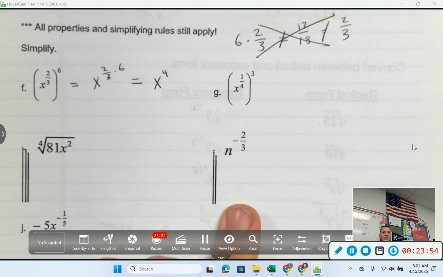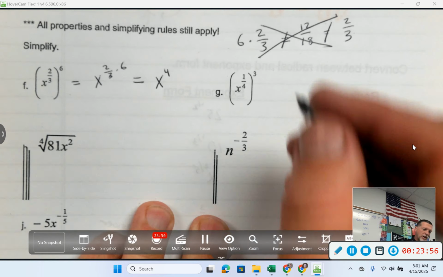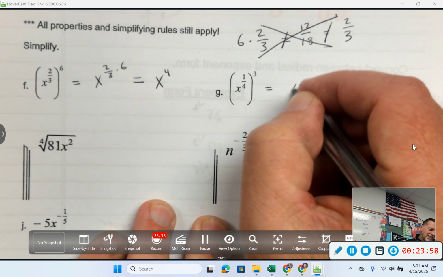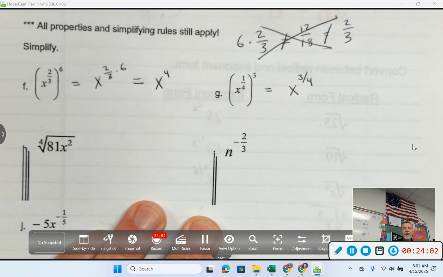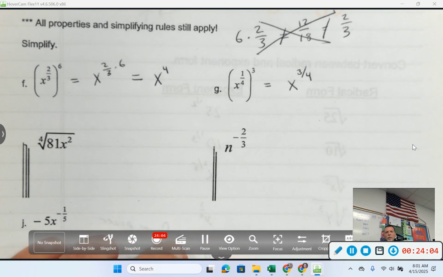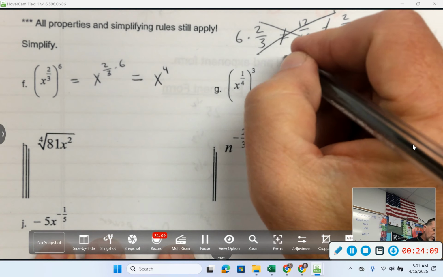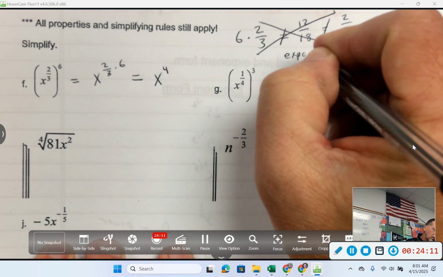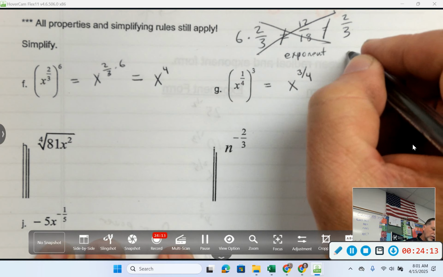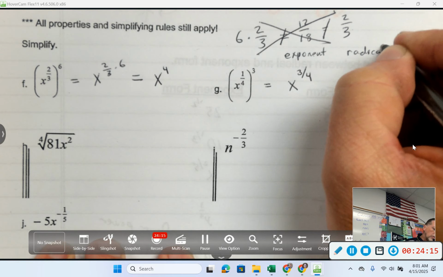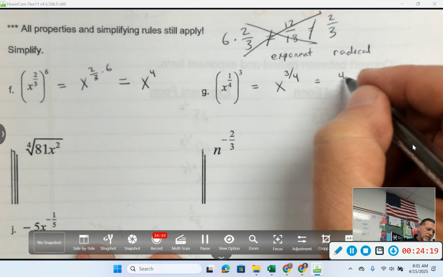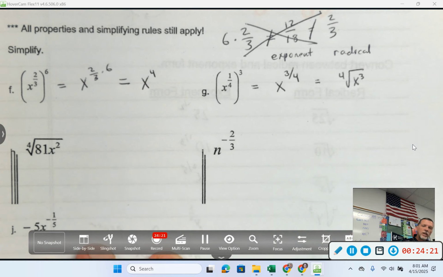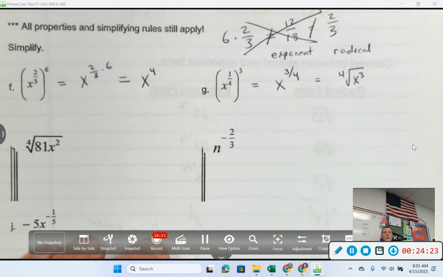All right, letter G. What's 1/4 times 3? 3/4. I'm a little disappointed this one doesn't specify directions on how it wants your answer. So that's the exponent answer, which is fine because it didn't specify. What would the radical answer be? 4th root of x cubed. That's a radical answer.